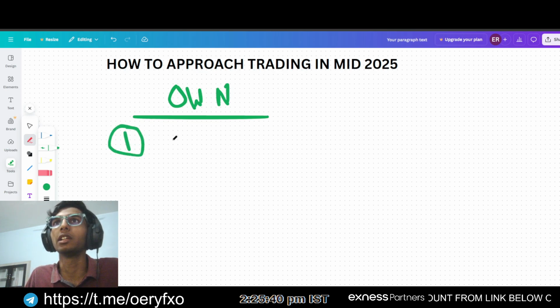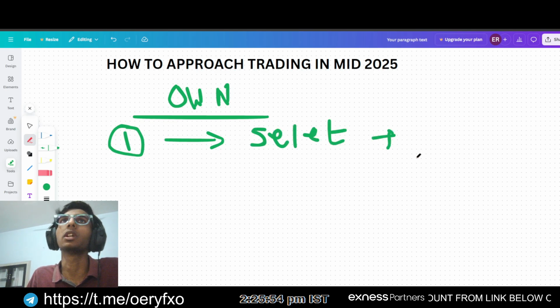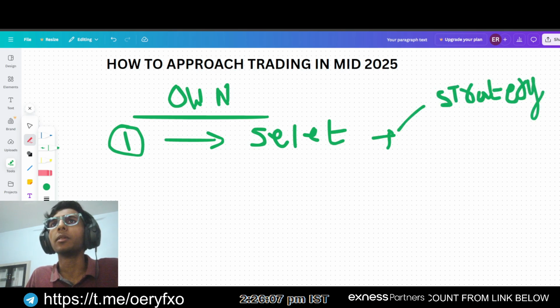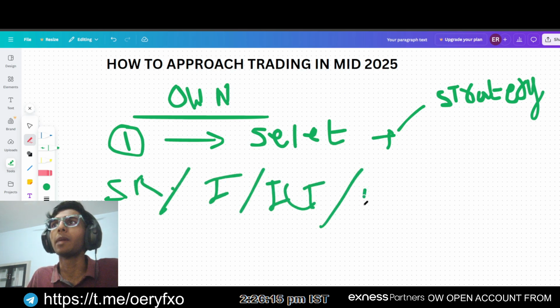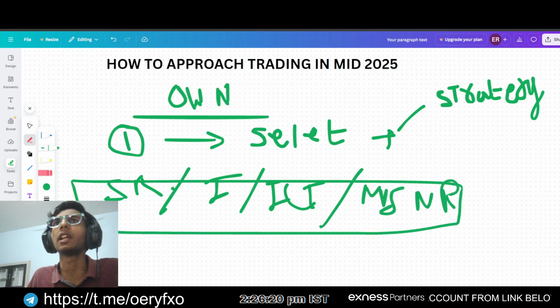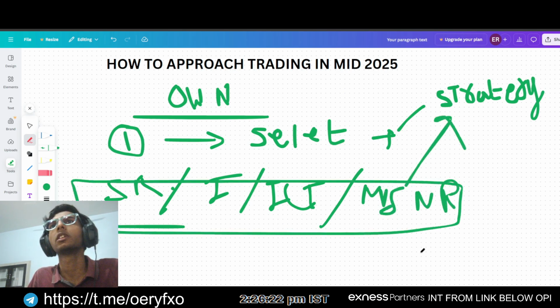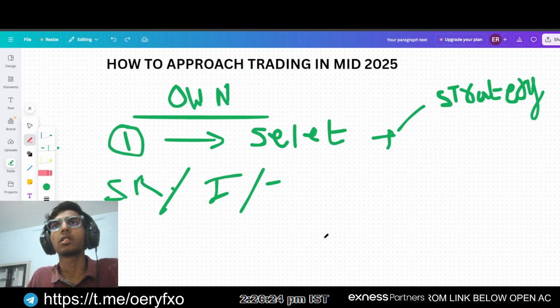First step: there are so many strategies, right? Select what you want to trade. Select the strategy, whatever you wish. Let's say normal support, resistance, indicators, ICT, MSNR, anything. You can just select it. That's it. First is this.